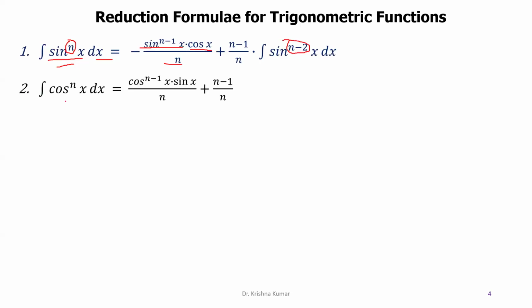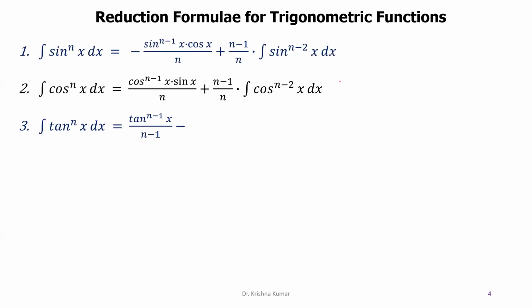Similarly, the reduction formula for integration of cos to the power n x dx is equal to cos to the power n minus 1 x into sin x upon n, plus n minus 1 upon n into integration of cos to the power n minus 2 x with respect to x. The third reduction formula of trigonometric functions is integration of tan to the power n x with respect to x, which is equal to tan to the power n minus 1 x upon n minus 1, minus integration of tan to the power n minus 2 x with respect to x.